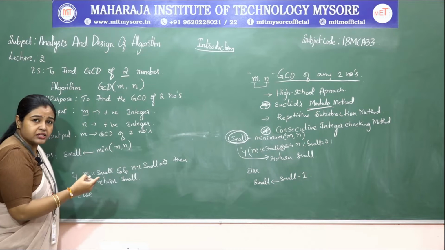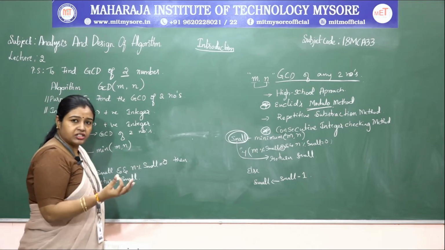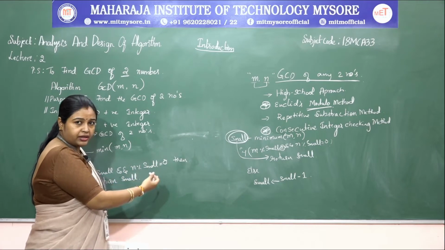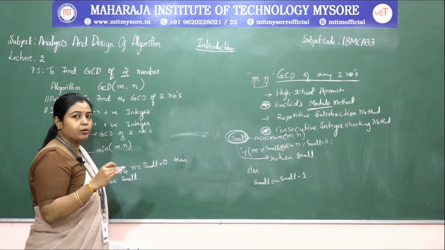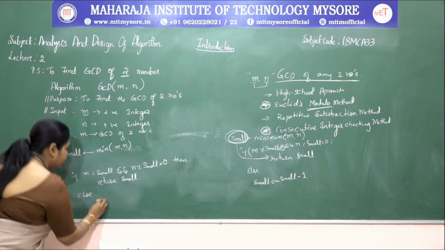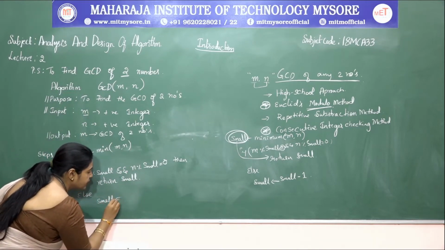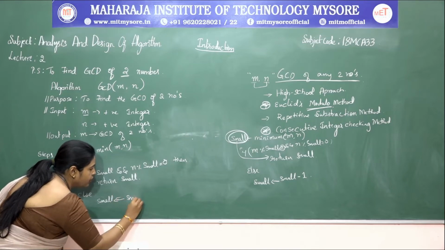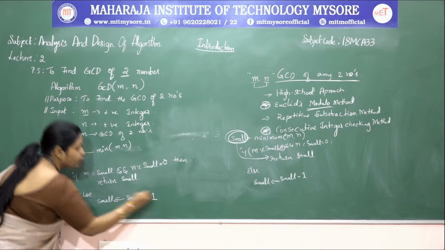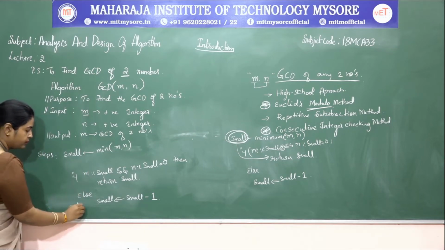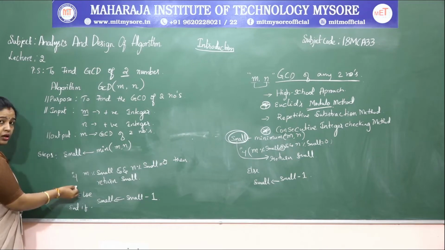So if the small is not a GCD, that is, if you are not getting 0 as a remainder, definitely we need to reduce the small by 1. So the operation we need to perform is small is equal to small minus 1. Okay, so end if.